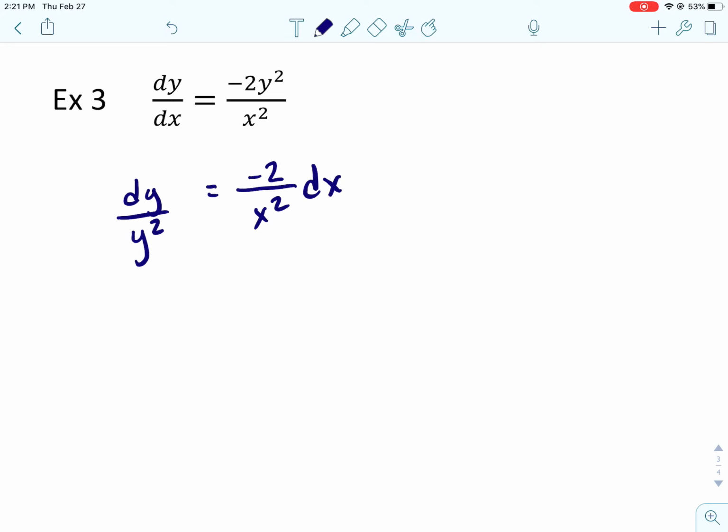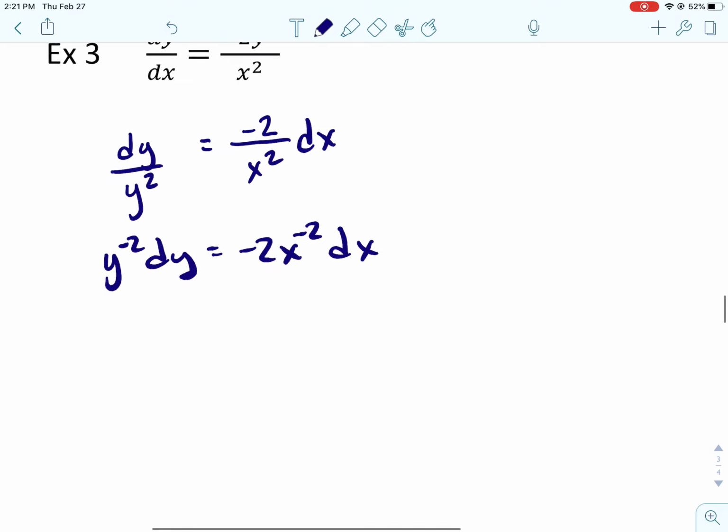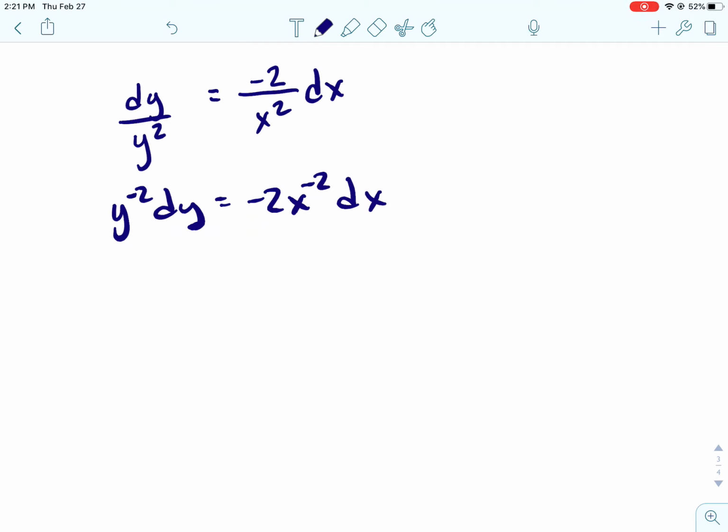Okay, so on this one, before I do the antiderivative, what do I need to do? Can I do it the way it's written right now? I mean, I guess I could. Yeah, I would probably rewrite this as y to the negative 2 dy and negative 2x to the negative 2 dx. Now, if you can think ahead several steps and do it when it's written the other way, then that's fine. But I need to see the exponents.